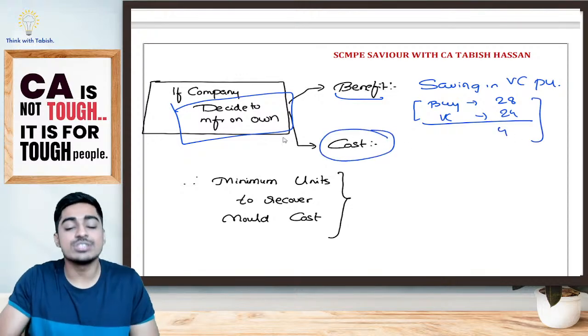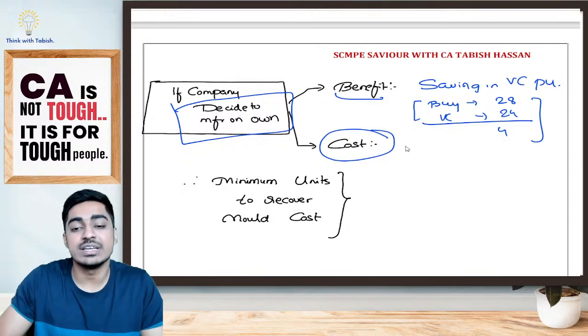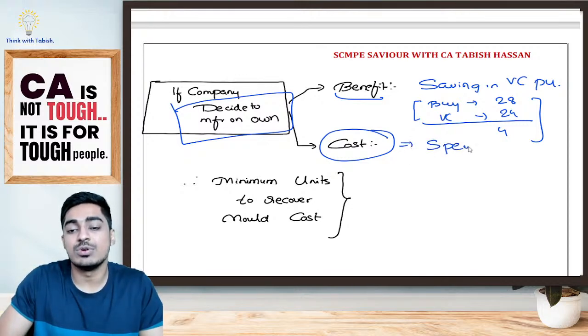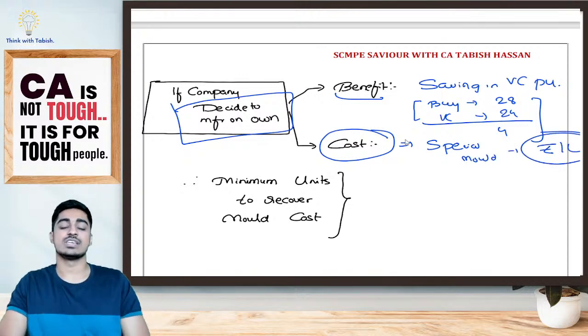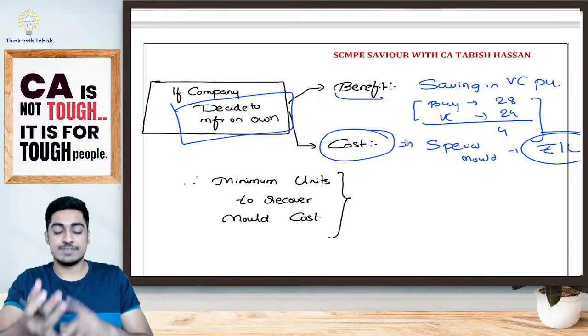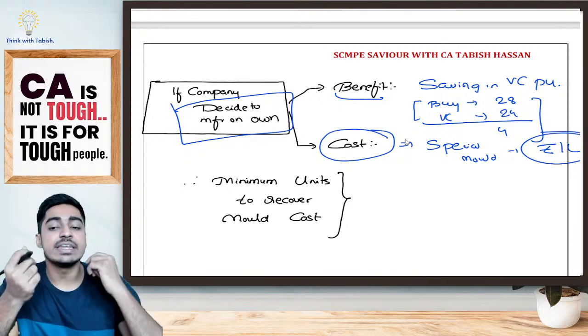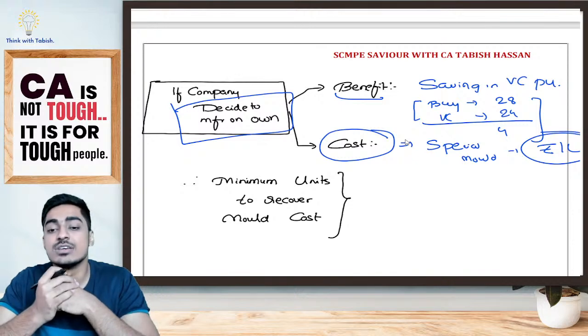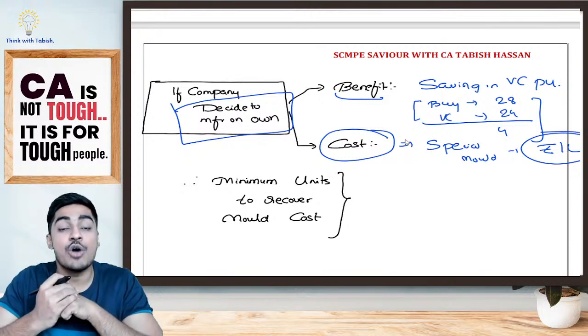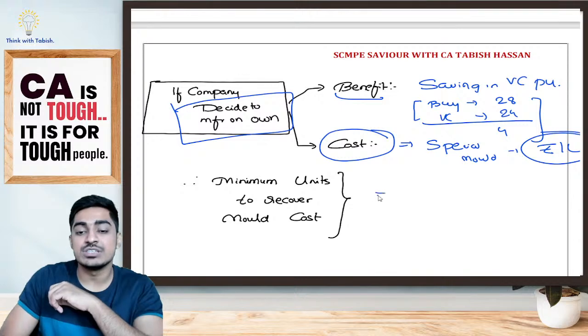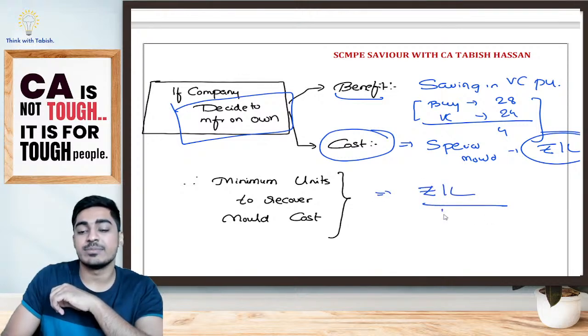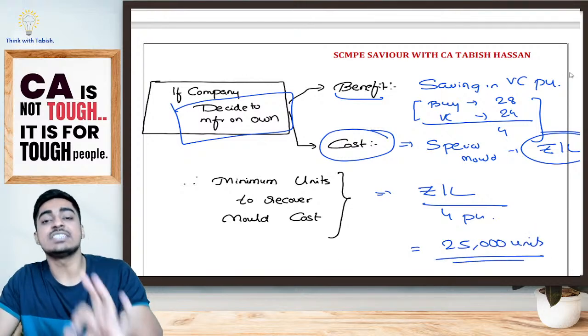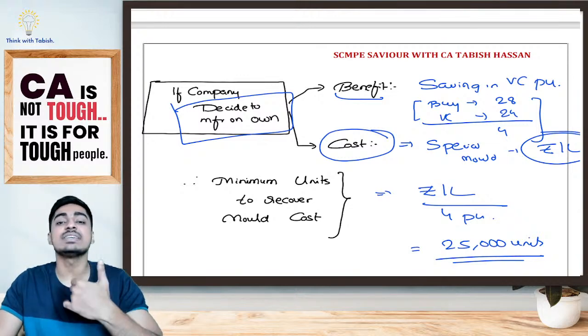But what is the extra cost we have to incur? For the special mold, 1 lakh rupees. Suppose I accept the decision, the cost I will incur is 1 lakh rupees, and the benefit I will get is 4 rupees per unit. So to absorb this cost of 1 lakh rupees, how many units should I sell? 1 lakh divided by 4 rupees per unit is 25,000 units.